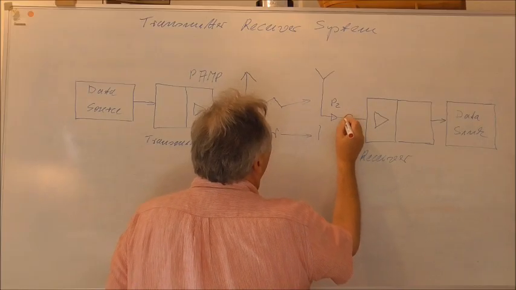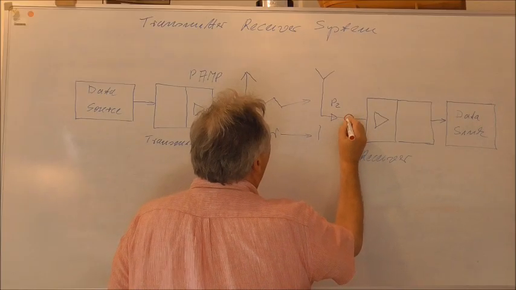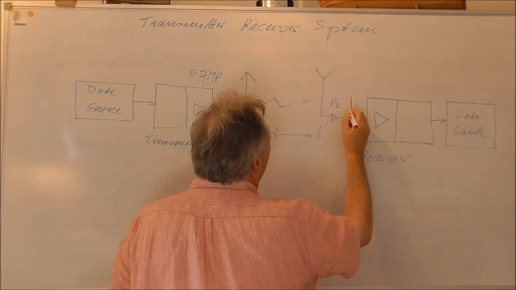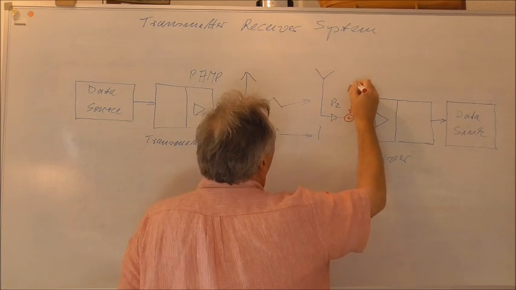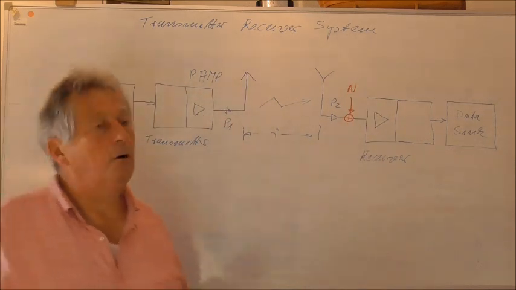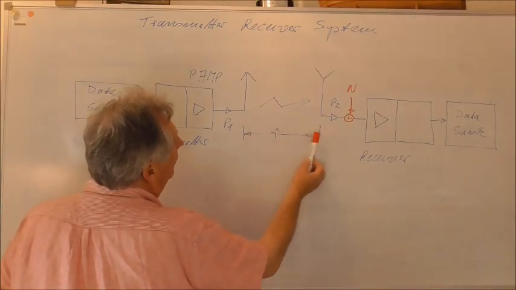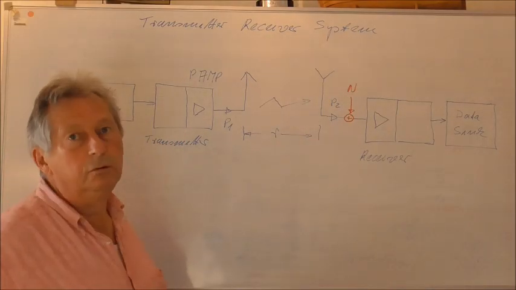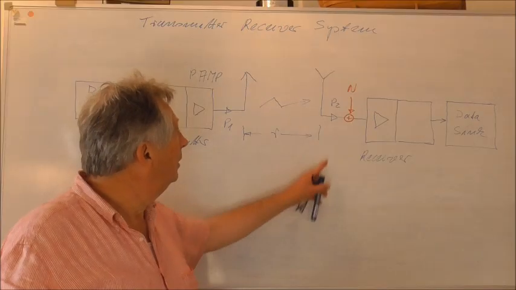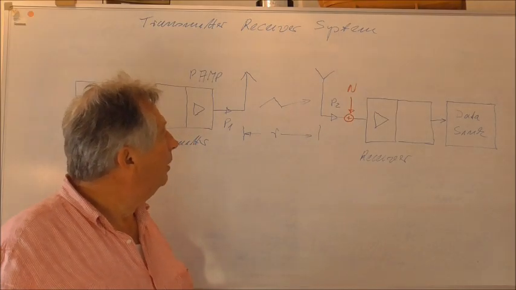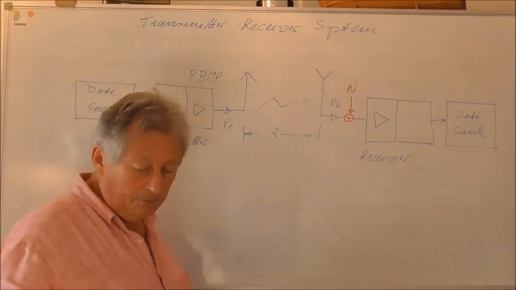The problem is now that in this setup a certain element is missing, because each receiver will add a certain noise. And in most cases this noise will be thermal noise. And the problem is now, if the power P2 drops beyond a certain level, it will disappear in the noise and we cannot recover the signal.